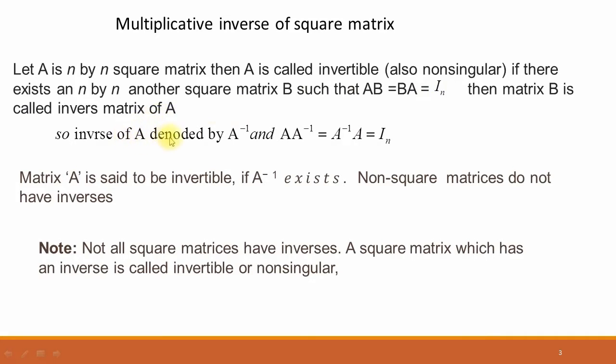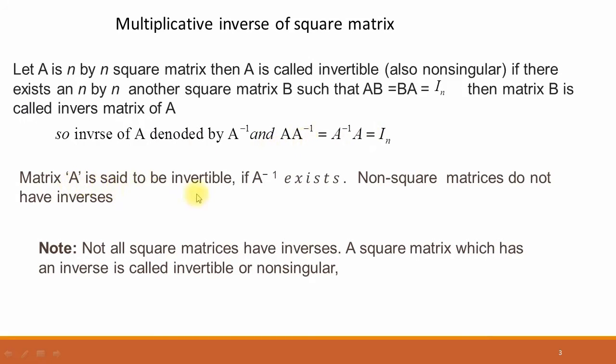The inverse of matrix A is denoted by A power minus 1, this is the inverse symbol for matrix A, and A times A inverse is equal to A inverse times A, which is equal to the identity matrix of order n. If we multiply the inverse matrix and the original matrix A, then we get in the result the identity matrix of the same order as matrix A.